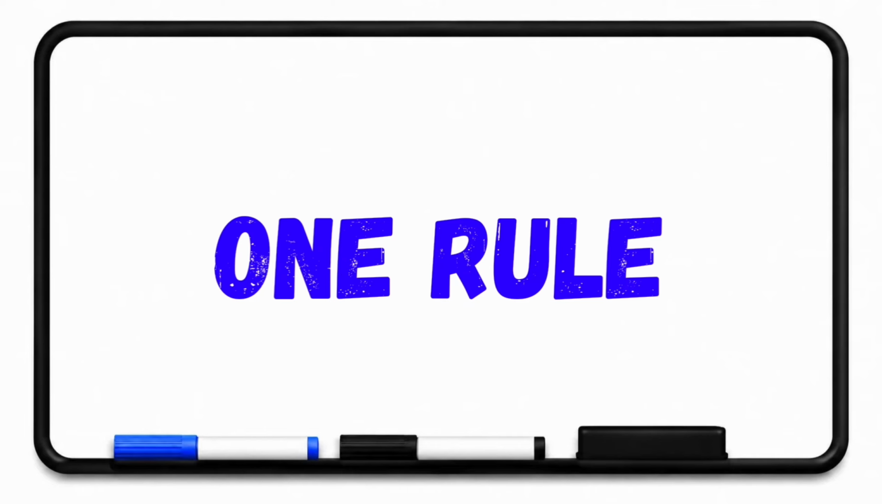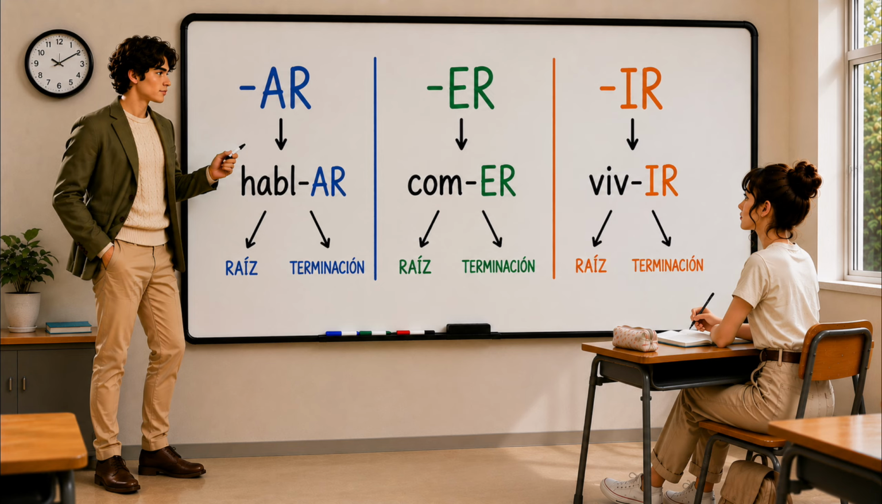This is the pattern behind the language. Learn it once and it unlocks hundreds of verbs automatically. Watch the whiteboard. Every Spanish verb belongs to one of 3 families: verbs ending in AR, in ER, or in IR. The ending tells you how to conjugate it. Learn the pattern for each family and you can conjugate hundreds of verbs you've never seen before. The stem stays the same, only the ending changes.